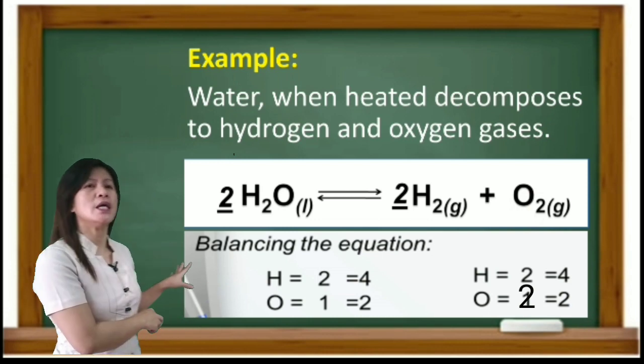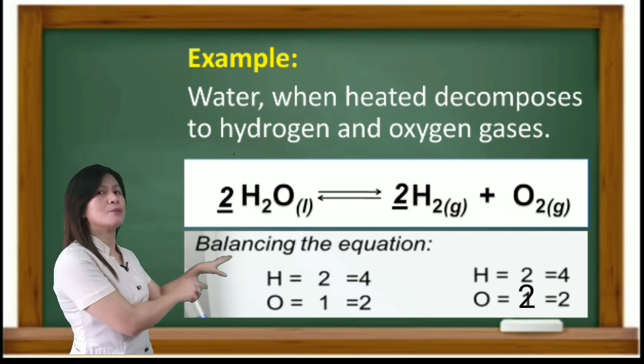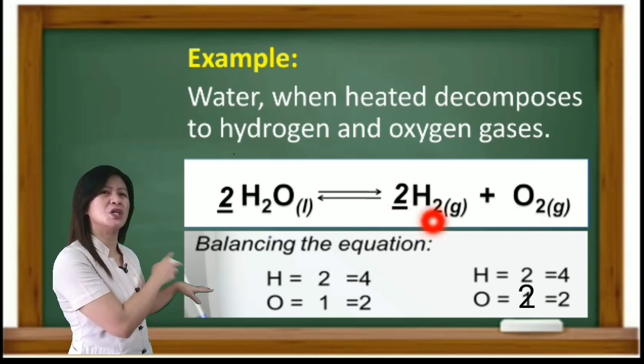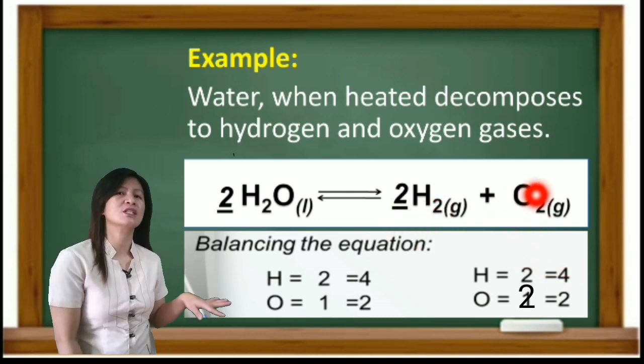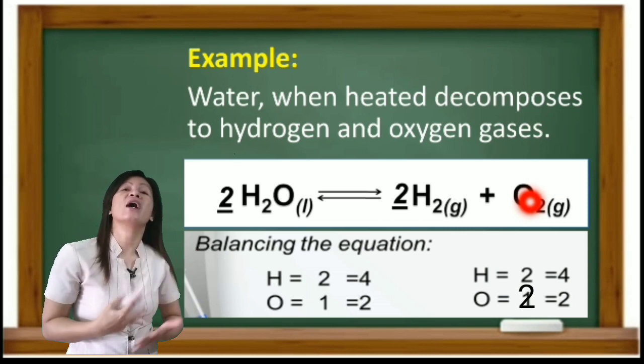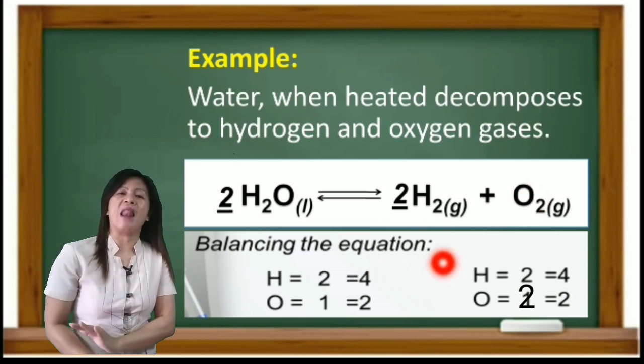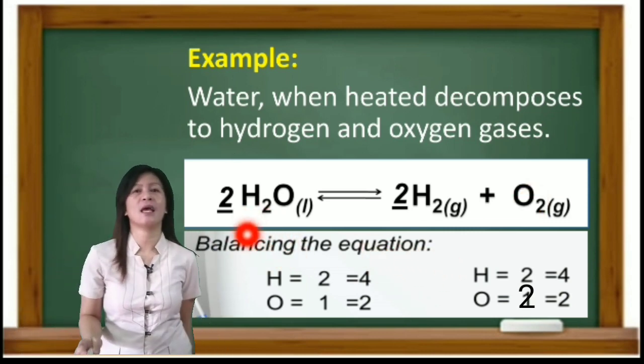So after putting 2 here, hydrogen in the right side becomes 2 times 2 equals 4. Oxygen remains to be 2. So having the same numbers of hydrogen and oxygen atoms on both sides, the equation is now balanced. So that's how we balance a chemical equation.